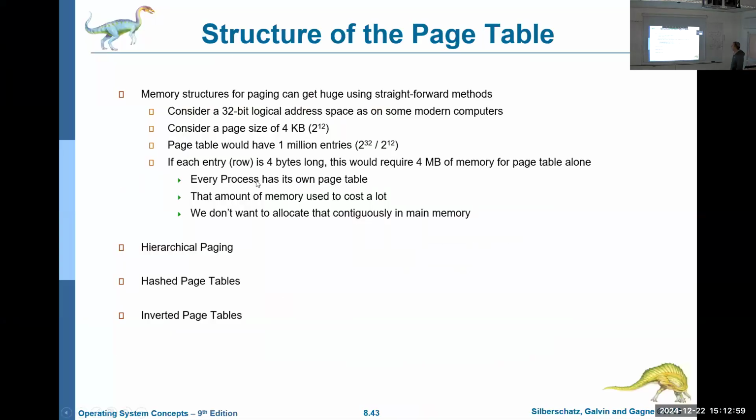What I'm basically doing is proving to you that they were right when they said for each row use 4 bytes long. They didn't just say that as an assumption. It has to be that way. It has to be 4 bytes long. And because of this, every process has its own page table.